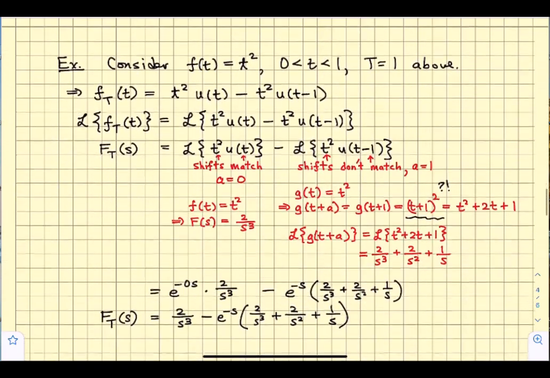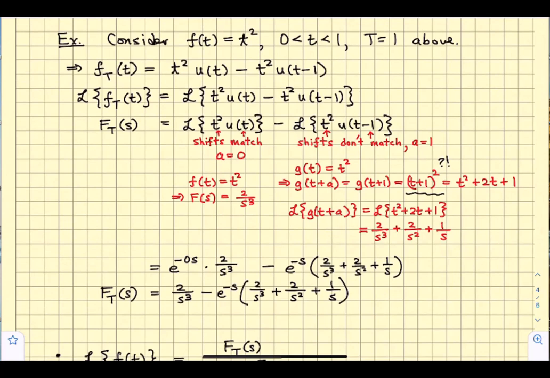Let's look at one more. So if we have the function f of t equals t squared on 0 to 1, so this is our half parabola example. We'll take our capital T to be 1. Then we've already rewritten this in terms of unit steps. Here you go. If we take the Laplace transform of the windowed version, it's just the Laplace transform of this. This we'll call big F sub t.